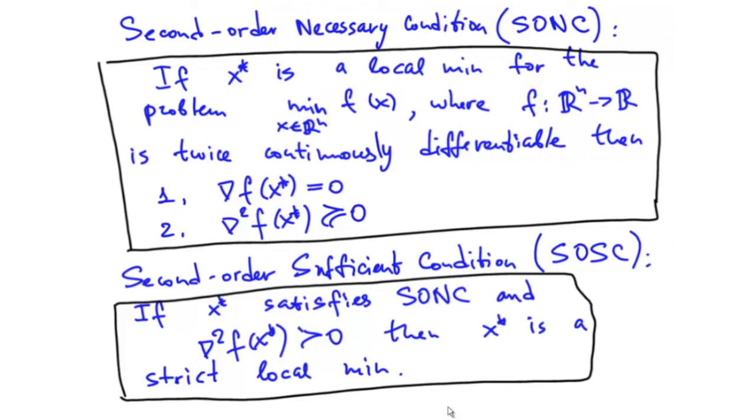We can use them to detect if a point is a local minimizer, but whenever the conditions are not applicable, they are essentially useless for some cases. So now with respect to quadratic problems, we can actually use these conditions.